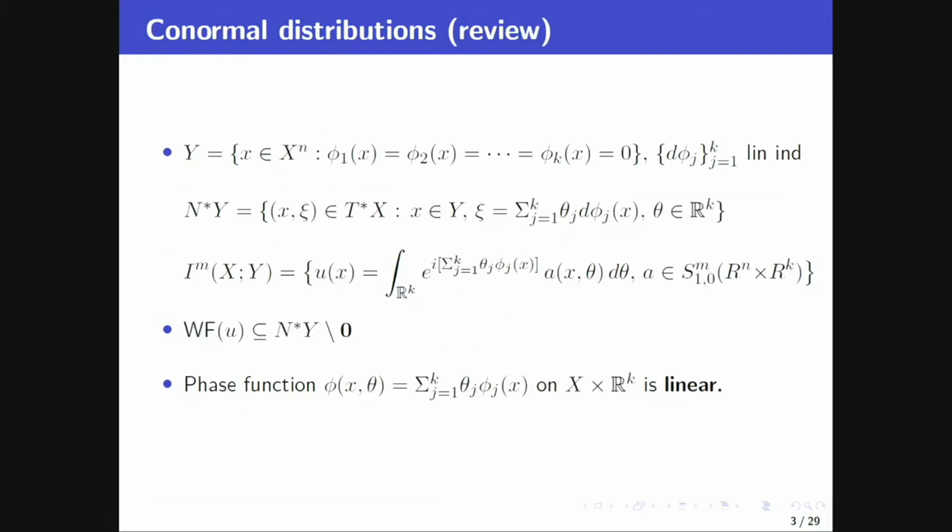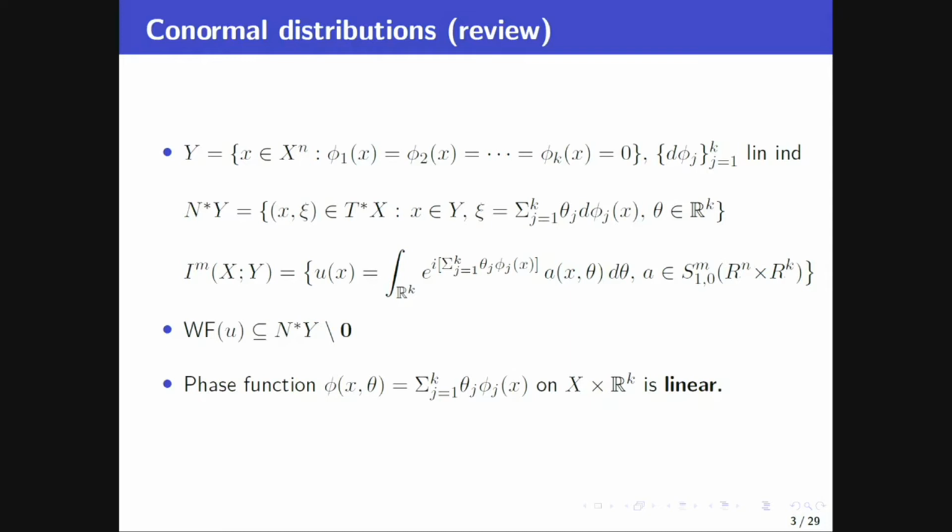Okay? So let's start with the review of the conormal distributions from yesterday morning. So what do we have here? We have a manifold of dimension n. We have a submanifold of codimension k, so given by k defining functions with linearly independent gradients. Then we have the conormal bundle, again defined yesterday, the set of points (x, ξ) such that ξ is orthogonal to the tangent space. So ξ has the form sum of θ_j dφ_j.